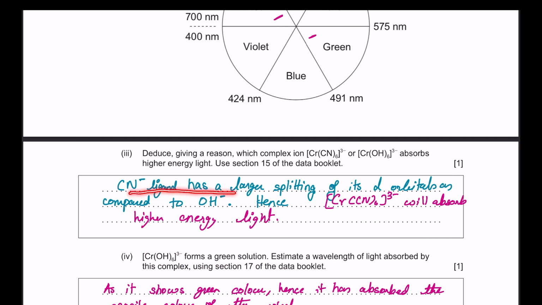So the CN- ligand has a higher splitting of the d orbitals as compared to OH-, hence [Cr(CN)6]3- will absorb higher energy light.